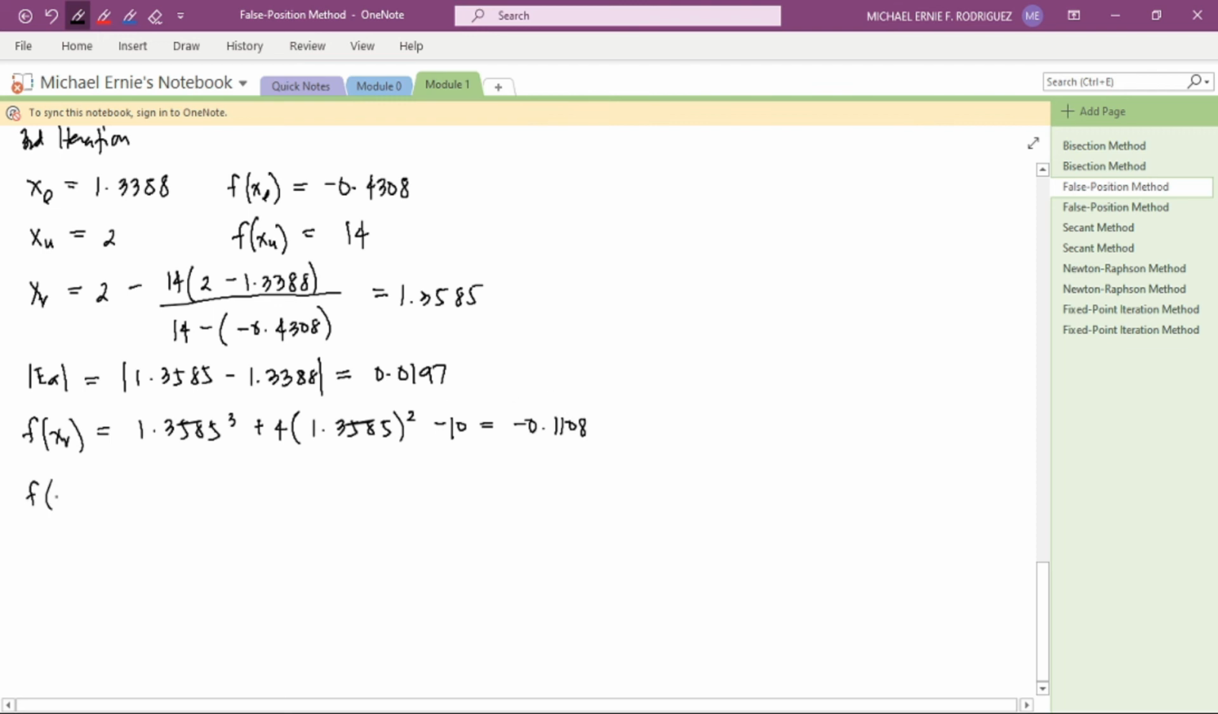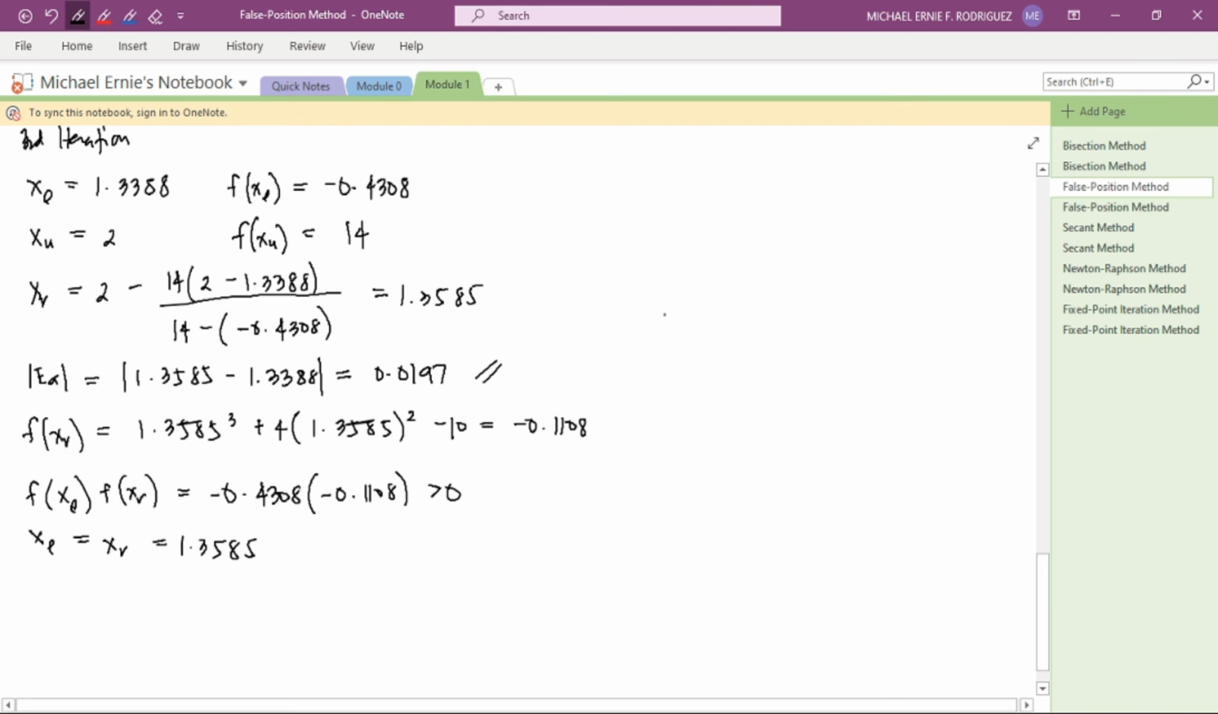The product of f of x sub L and f of x sub r is equal to negative 0.4308 times negative 0.1108. This is greater than 0. Therefore, we set x sub L is equal to x sub r, which is 1.3585. Continuing on with the iterations, since the absolute approximate error for the third iteration is equal to 0.0197, we still need to continue the iterations.